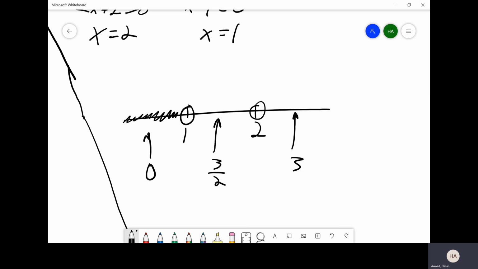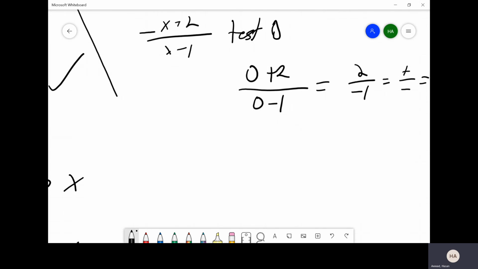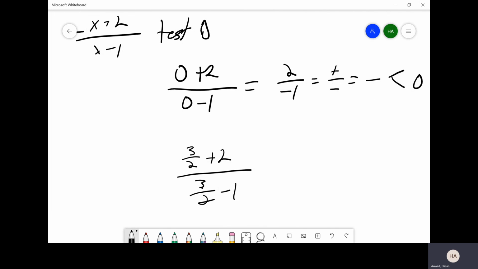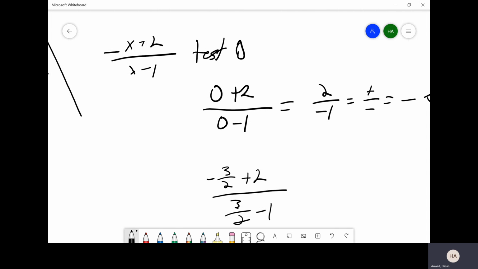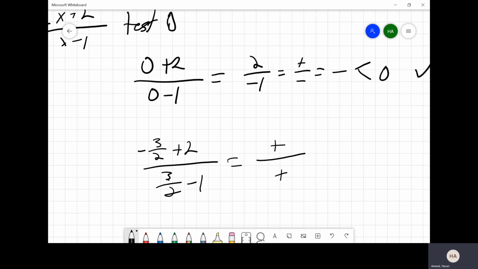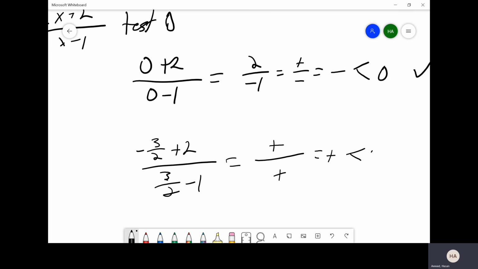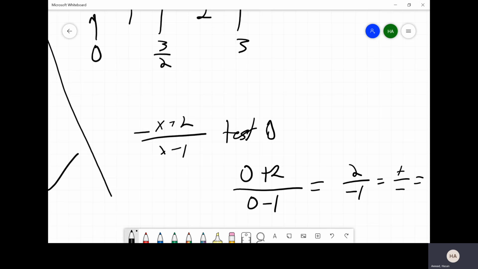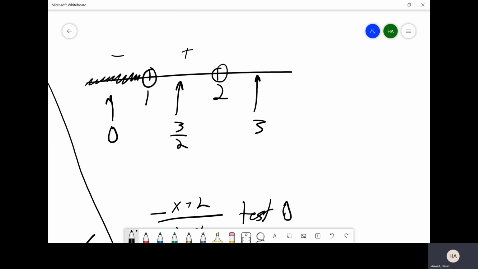Okay, now we have to do the 3/2 interval. So testing 3/2, we plug in 3/2 plus 2 over 3/2 minus 1. Oh, sorry, I just realized that's supposed to be a negative. I see negative x, my mistake. Either way, though, negative 3/2 plus 2 is the same thing as negative 3/2 plus 4/2, and that's still a positive number. So we get a positive up top. 3 halves minus 1, well, 3 halves is bigger than 1, so we get a positive number again, and positive over a positive is going to give us a positive. Is a positive less than 0? Nope. So we exclude this interval. We don't care about this one.